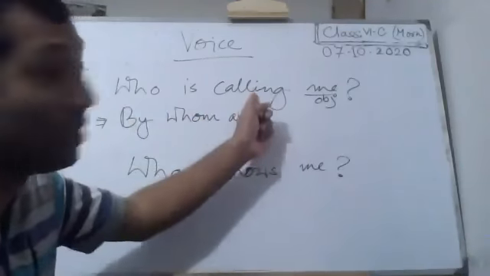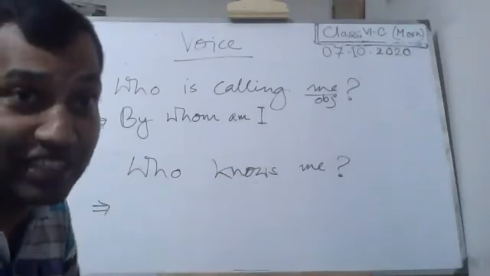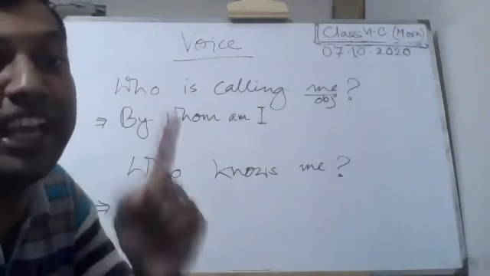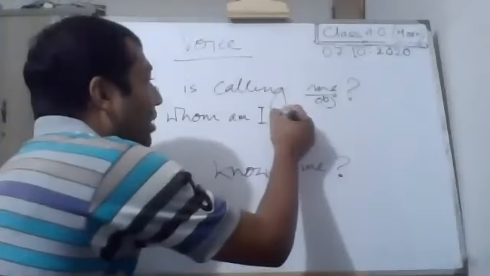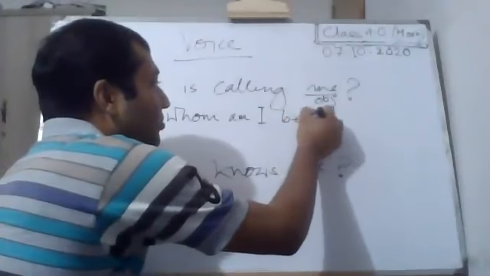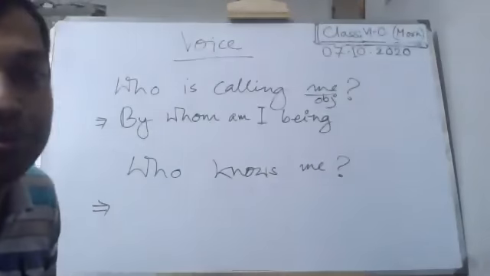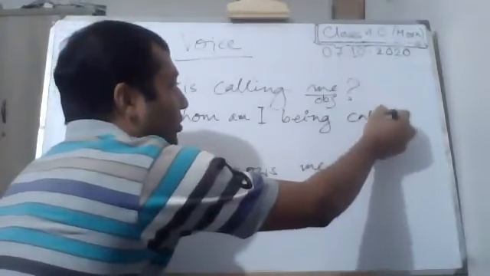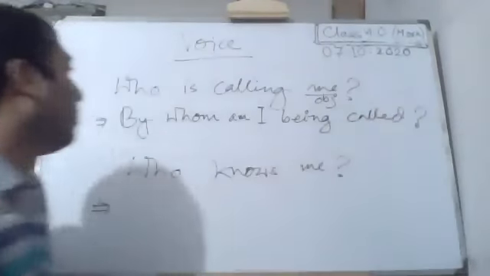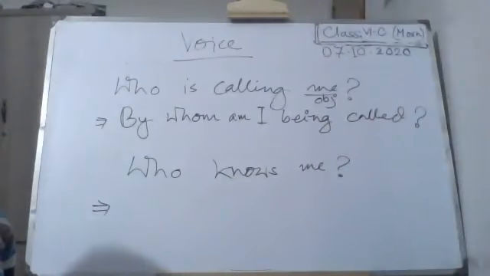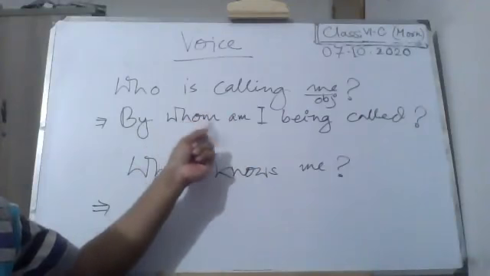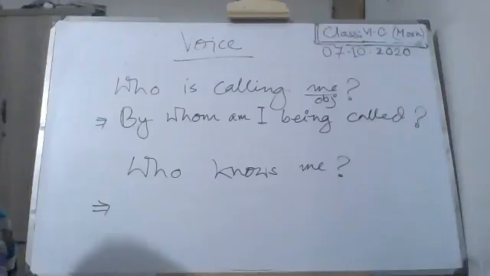Then, as it is continuous tense, in the last class I told you, in every continuous tense you need to use the word being. So by whom am I being? Then the third form of the verb, called. By whom am I being called? Have you understood or do you still have confusion? If you have any confusion, you can tell me. No, sir.